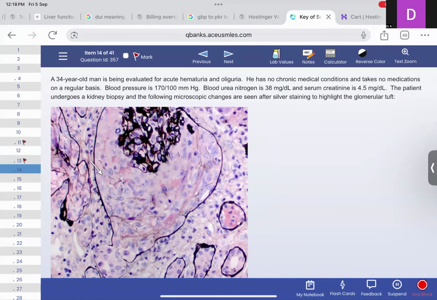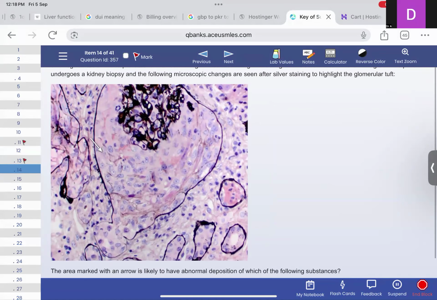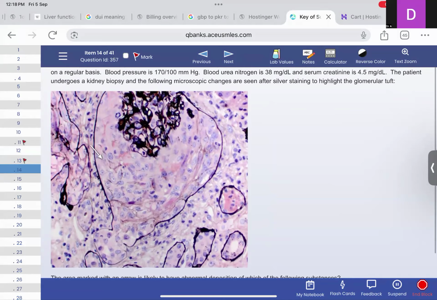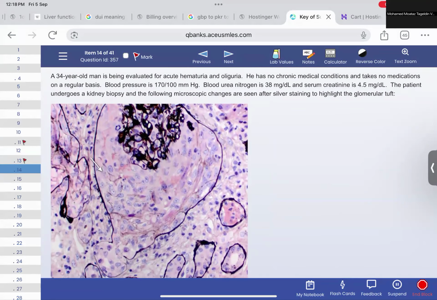So let's get to this picture. Crescents. Great. So this is what crescents look like. Okay, so anyone who wants to read?